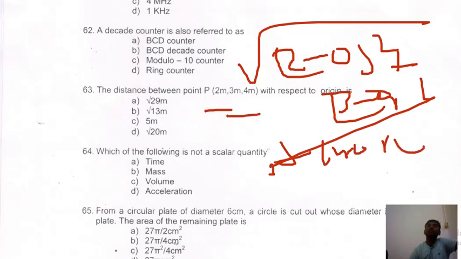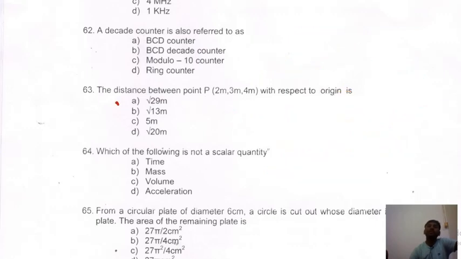So we will calculate 4, then 9 and 16, 9, 25 and put root under 20, it will come. So option is A. So this is the coordinate geometric questions.